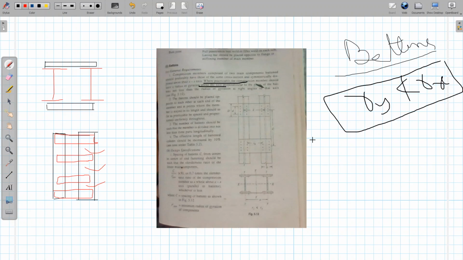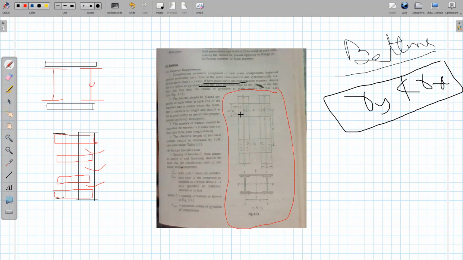If you see, first of all, we have a column. This column has a center line, which is shown here. Basically this is the web part, shown here. Then in this batten, two lines of rivets are given. This is one line, and this is another. The same things are given on the other side as well.